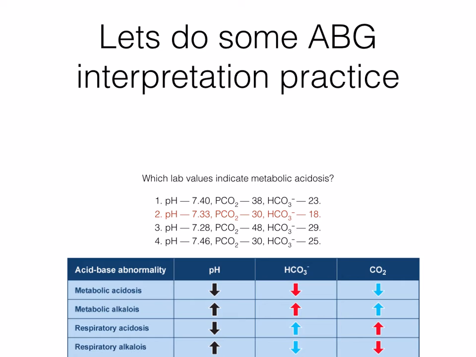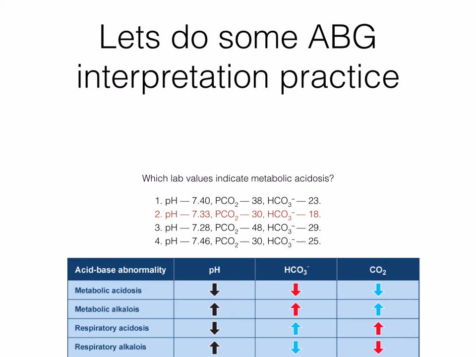In the second option, the pH is 7.33. Now here it is out of the normal range. It's going down, so it does satisfy our condition of acidosis. Let's look at the pH in number 3 and number 4 also. The pH in number 3 is also low, which is 7.28, and the pH in number 4 is 7.46. So we can easily take out number 1 and number 4, because we want a low pH, and the normal pH is 7.35 to 7.45. We want something lower than 7.35. So here we will look at number 2 and number 3.